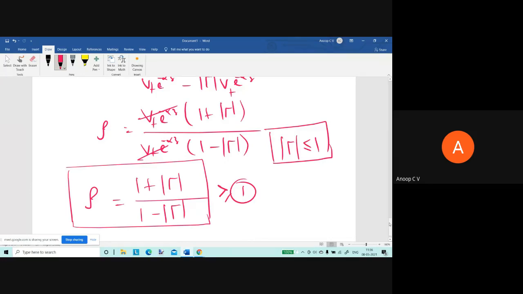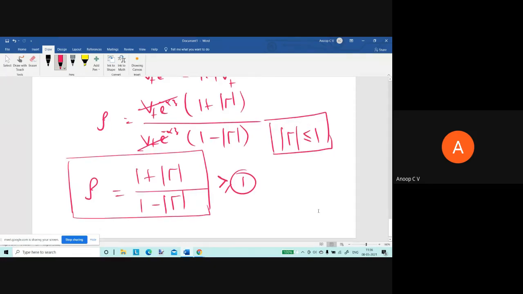So this is rho in terms of gamma. Now what will be gamma in terms of rho? We can easily find that gamma in terms of rho will be rho minus 1 divided by rho plus 1. These two results I just wanted to discuss today. We won't discuss anything more than that.